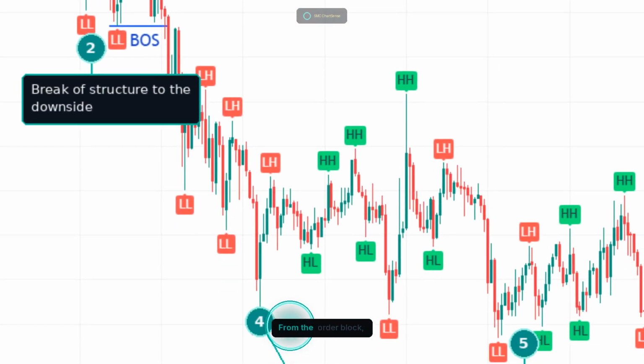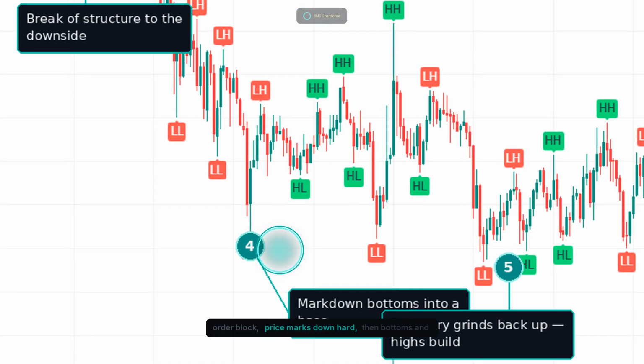From the order block, price marks down hard, then bottoms and bases at the lows in the middle of the chart. The selling exhausts, the range compresses, and the conditions for a recovery assemble. This base is the launch pad for the long climb back, and the climb is what builds the shelf of highs whose liquidity eventually gets run. Without it, there is no pool of orders for the spike to reach for.